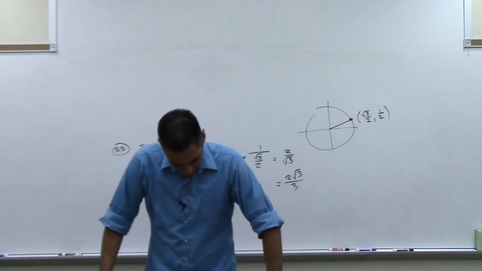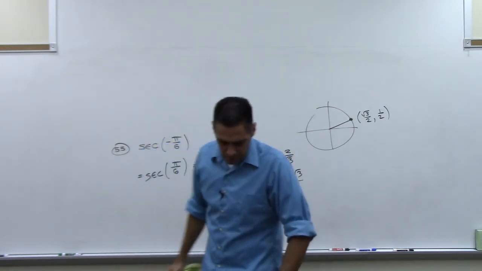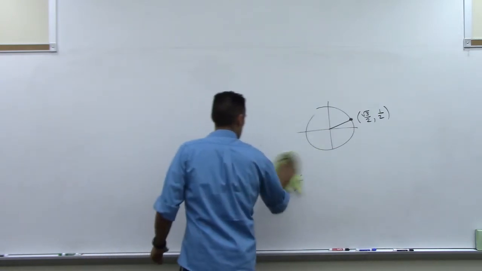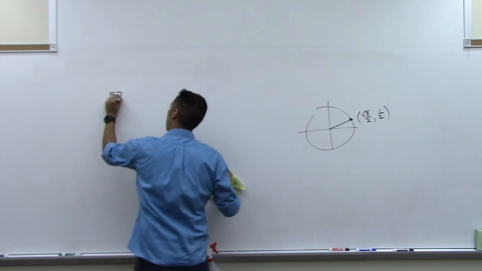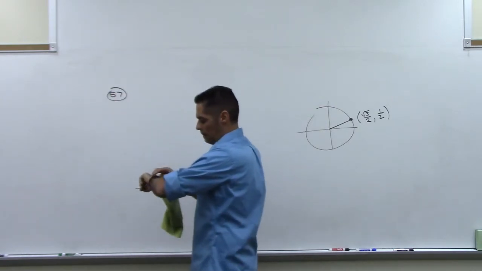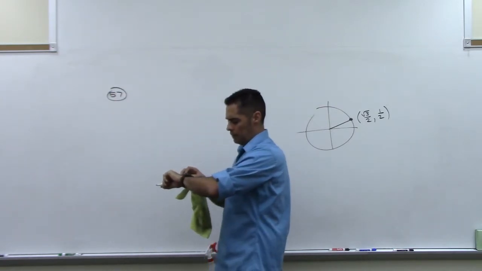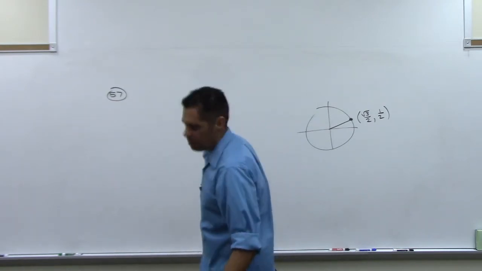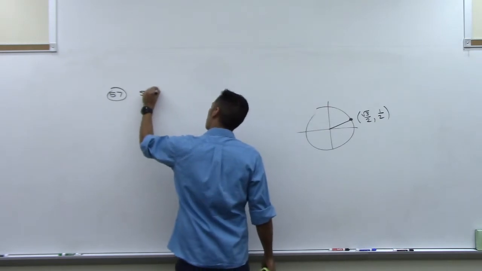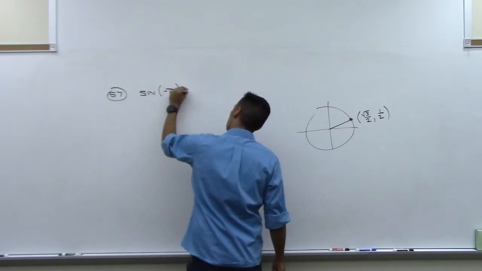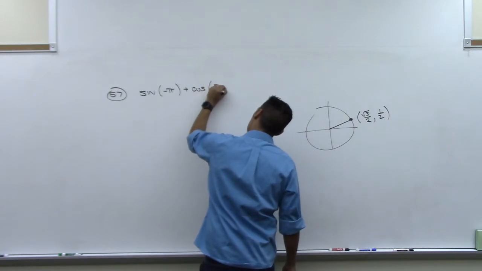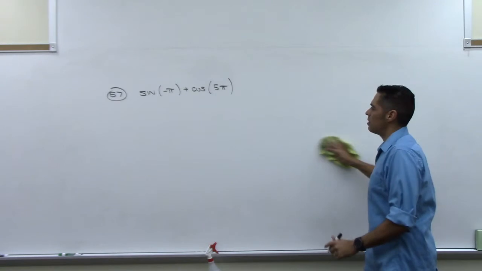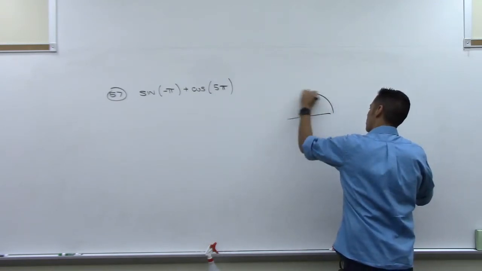All right. Find the exact value. Do not use a calculator. Number 57. Let's see what this is. Sine of negative pi plus cosine of 5 pi. I'm going to do this one without using the even or odd properties. I'm just going to use my knowledge of the unit circle.